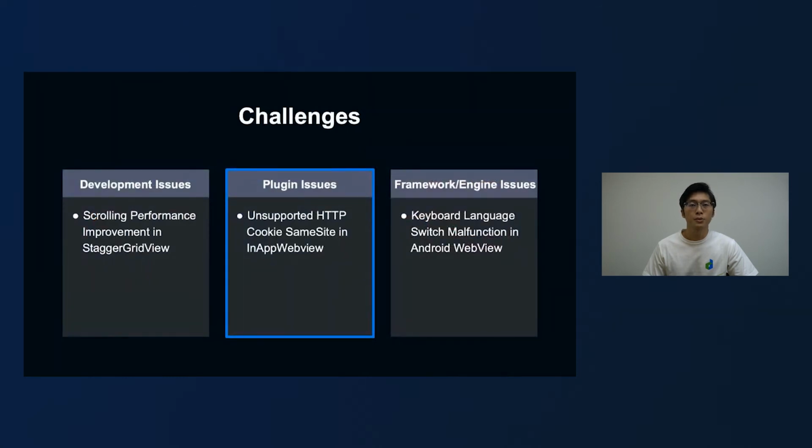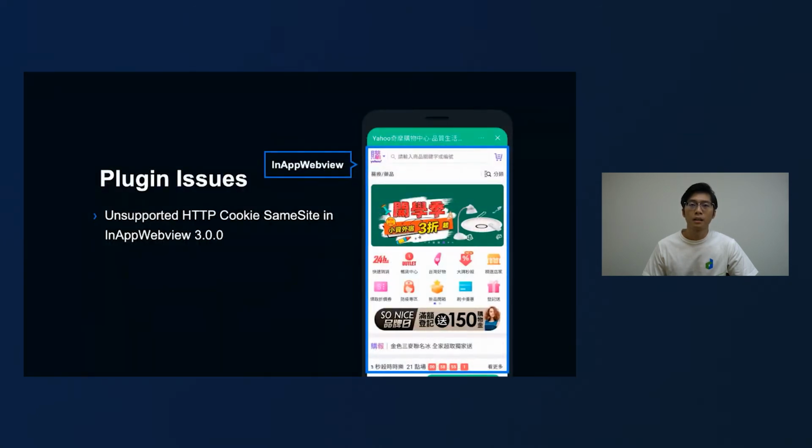And the plugin issue here I mentioned is the unsupported HTTP cookie SameSite in in-app web view. In the shopping app, we support opening partners' websites in the shopping app. So we use a plugin called in-app web view to deal with that for us. However, there's one problem. The in-app web view doesn't support the cookie SameSite at that time. So what should we do?